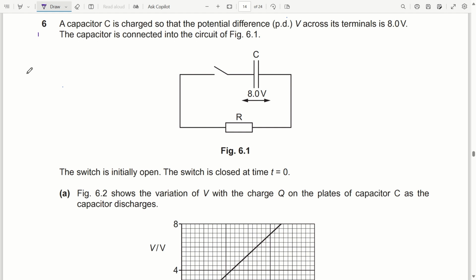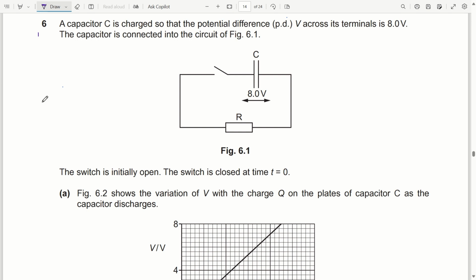Question 6. A capacitor C is charged so that the potential difference V across its terminals is 8 volt. The capacitor is connected to the circuit. The switch is initially open. The switch is closed at time t equal to 0. So this means the capacitor starts discharging at time t equal to 0.